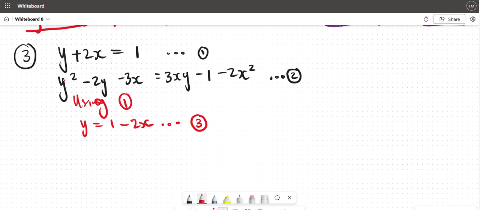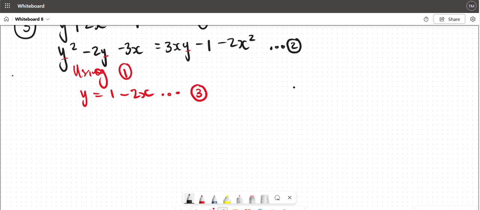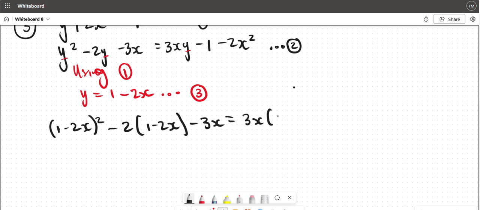That's the one I'm going to be substituting for y in equation 2. So wherever I see y, I'm going to substitute that expression there. It's going to be quite long, so let's see how it looks. I'm going to have 1 minus 2x squared minus 2 times 1 minus 2x minus 3x is equal to 3x times 1 minus 2x minus 1 minus 2x squared. Make sure you've substituted correctly. You do get a mark just for this step, the substitution part.